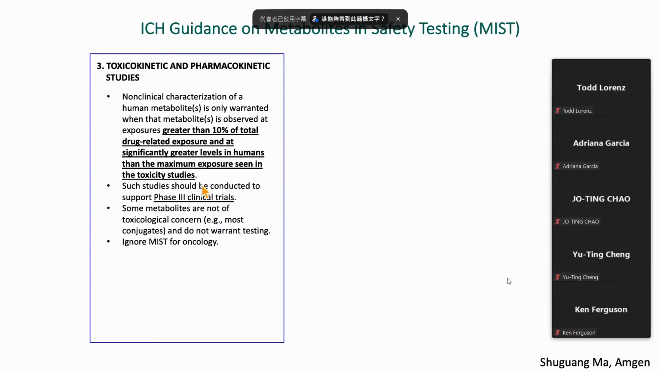And some metabolites won't be of concern. Most conjugates, you won't have to do any extra testing for glucuronide and sulfate conjugates. And in general, these regulations are more or less ignored for oncology applications.